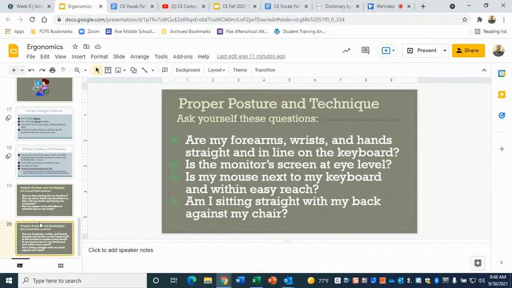Is the monitor screen at eye level? Is my mouse next to my keyboard and within easy reach? And am I sitting straight with my back against my chair? So these are all different slides that talk about ergonomics. So feel free to watch this again if you still have any questions.